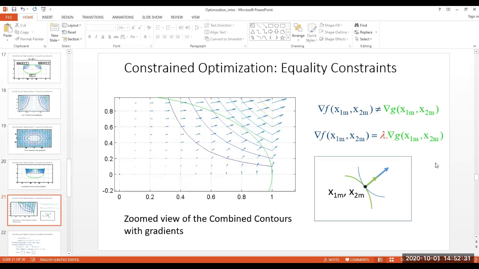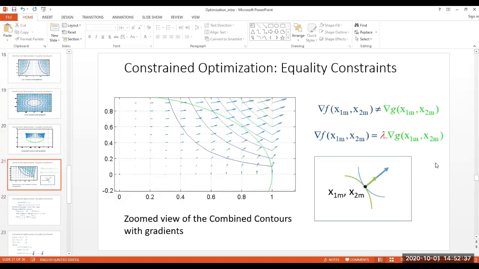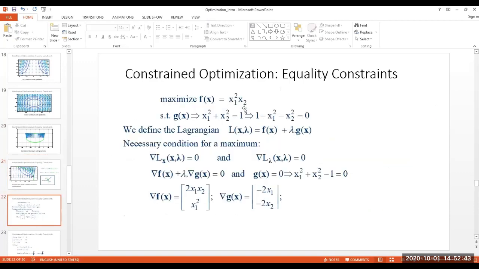So here we stopped, and now we are in a position to apply the knowledge we have gained till now to our problem. Let's repeat the problem here. Our problem was to maximize a fitness function x1 squared times x2, subject to this constraint, which is rewritten in the form g of x equals 0. Our first step was to define the Lagrangian, which we already did in one of the earlier slides. So L of x and lambda is a function of x and lambda: f of x plus lambda g of x.